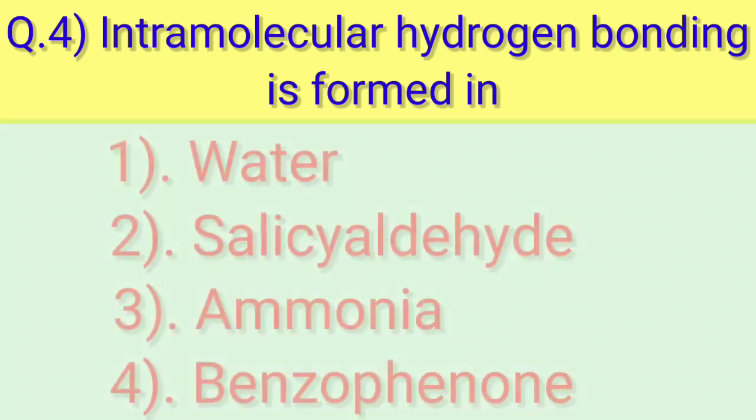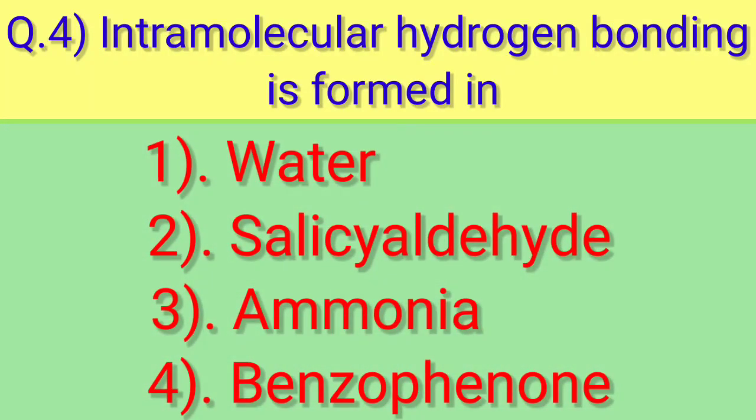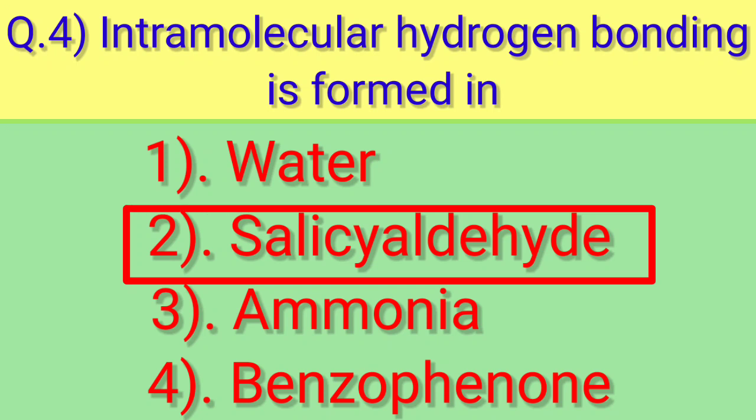The fourth question of the day: intramolecular hydrogen bonding is formed in which of the following options? Water, salicylaldehyde, ammonia, or benzophenone. The correct option is option number 2, salicylaldehyde, which shows intramolecular hydrogen bonding.